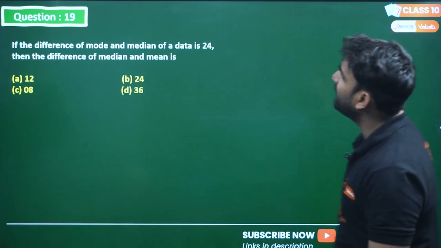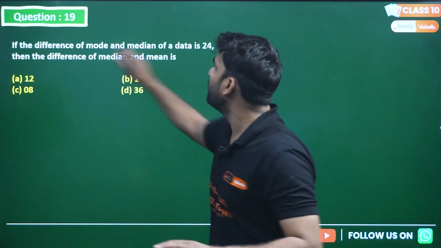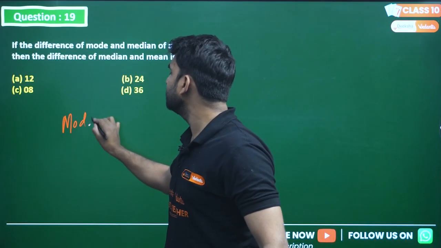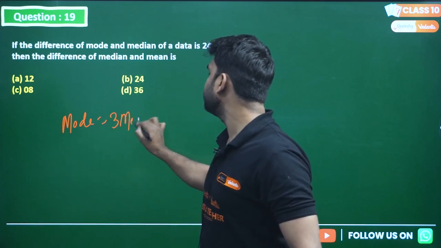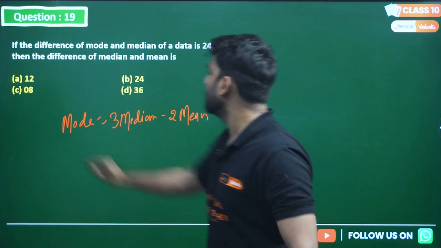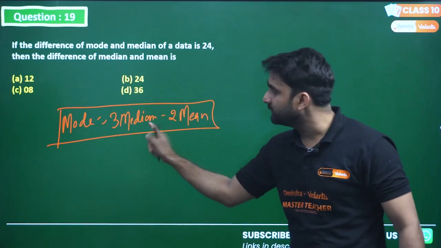Moving to next question. If the difference of mode and median of a data is 24. If you know the formula, mode is equal to 3 median minus 2 mean, you can find out the result of this question. This question can be solved comfortably by using this formula.